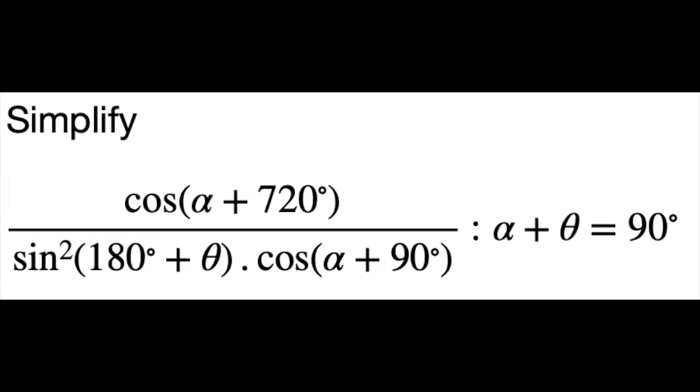cos of alpha plus 720 over sine squared of 180 degrees plus theta times cos of alpha plus 90.